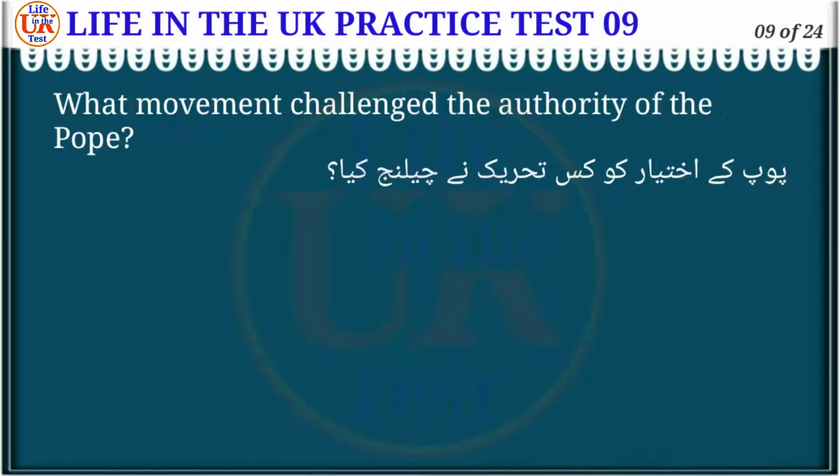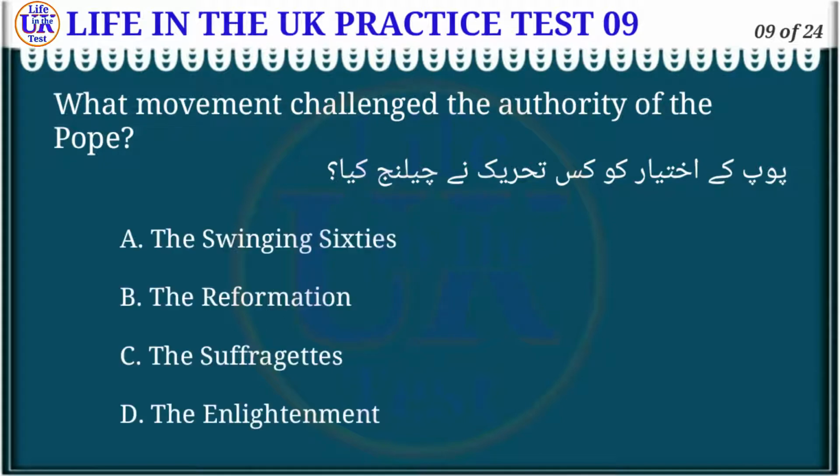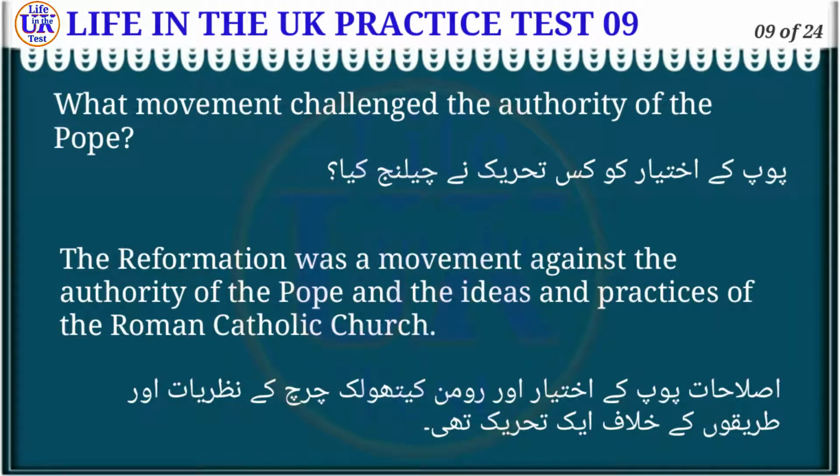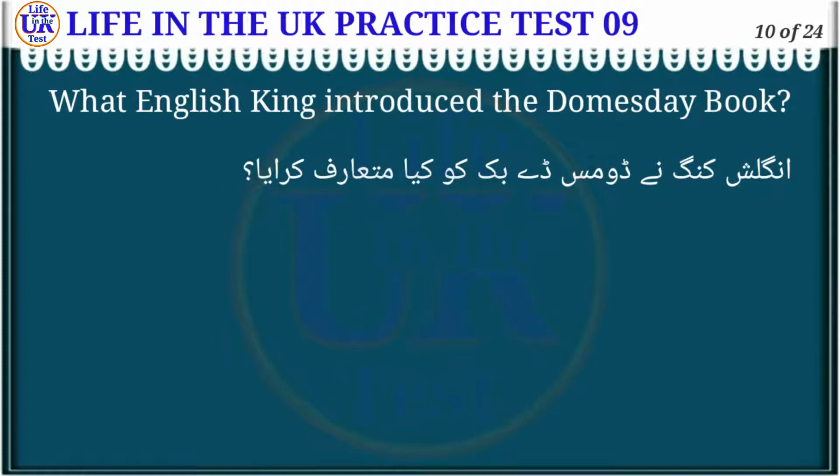Question 9 of 24. What movement challenged the authority of the Pope? A. The swinging 60s. B. The Reformation. C. The suffragettes. D. The Enlightenment. The correct answer is B. The Reformation. The Reformation was a movement against the authority of the Pope and the ideas and practices of the Roman Catholic Church. Question 10 of 24.